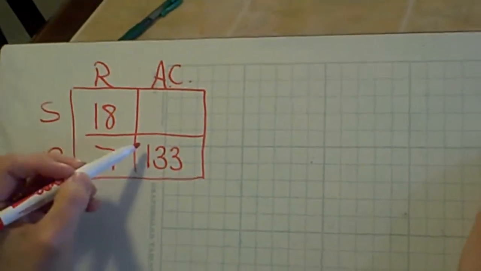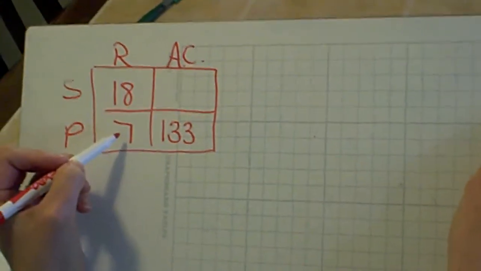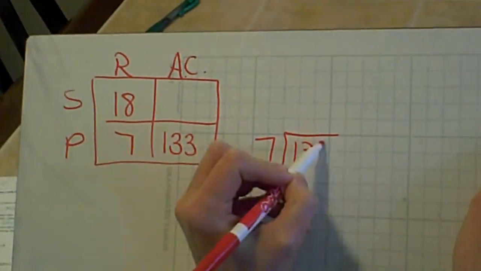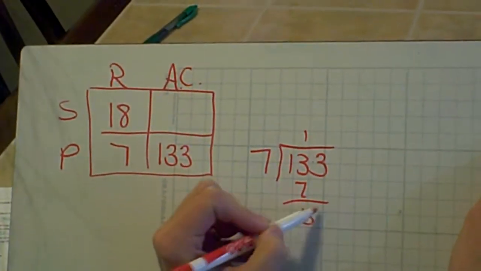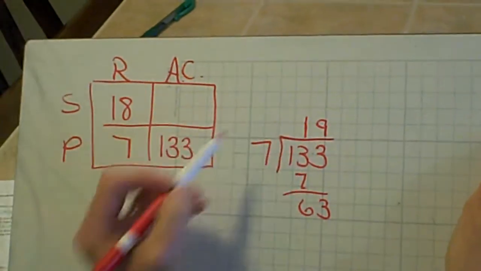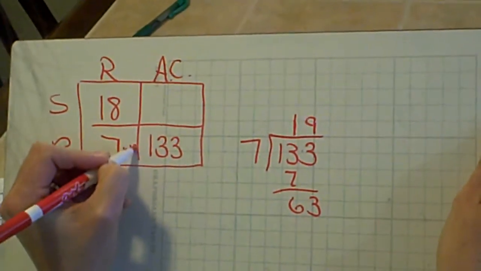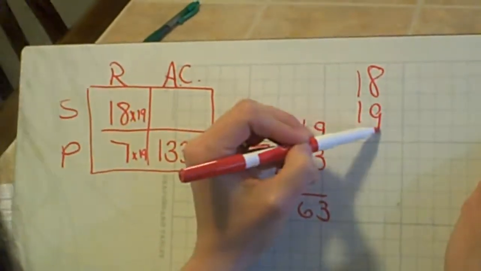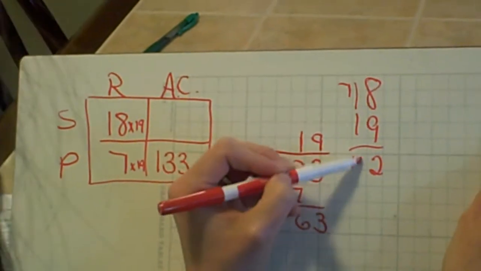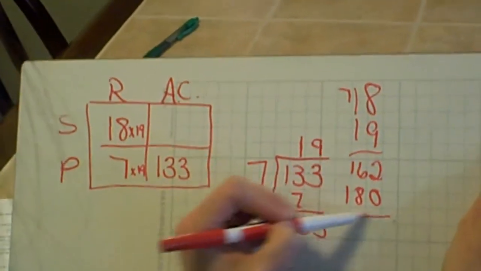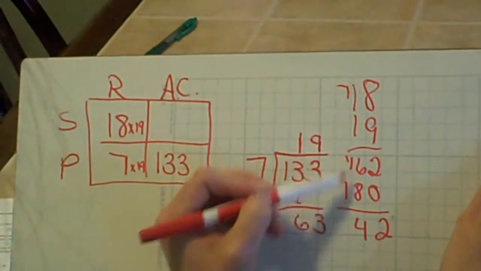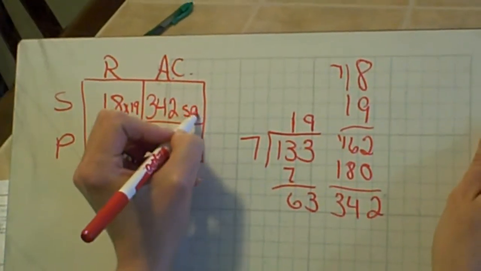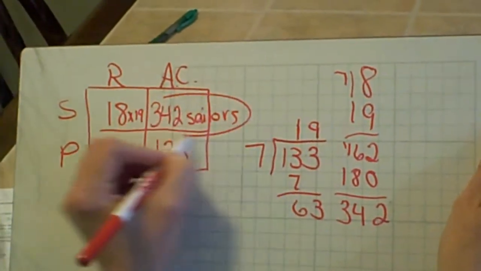We can cross multiply, 18 times 133, and then divide by 7. Or we can see if 7 goes into 133. And it goes in there 19 times. So then we'd multiply, since that's times 19, we can multiply the 18 times 19 to find out how many sailors there were. So we'd have 342 sailors. Okay? So that's your answer.